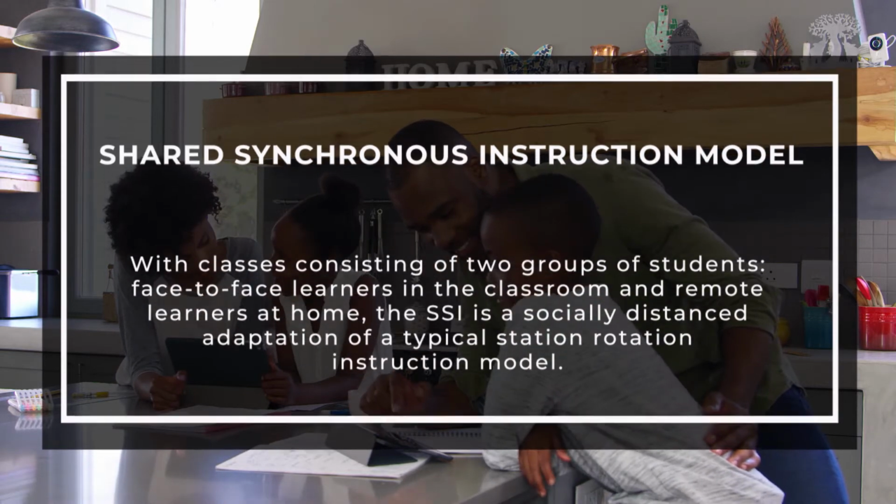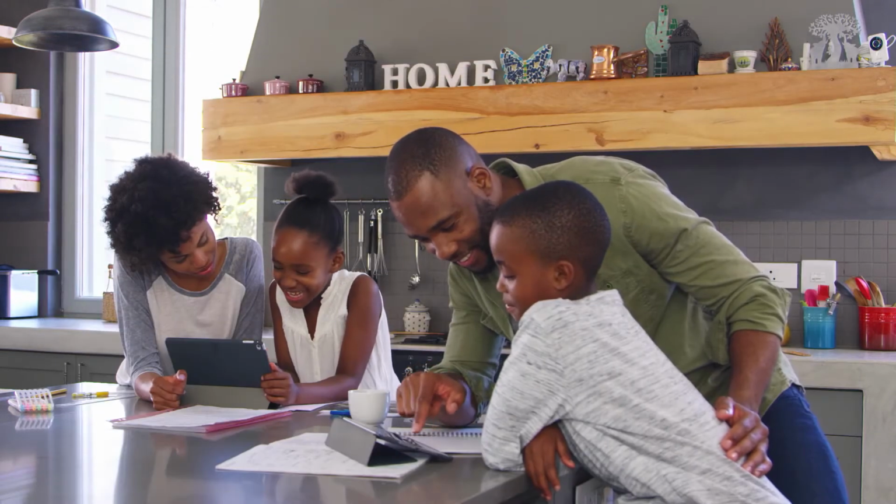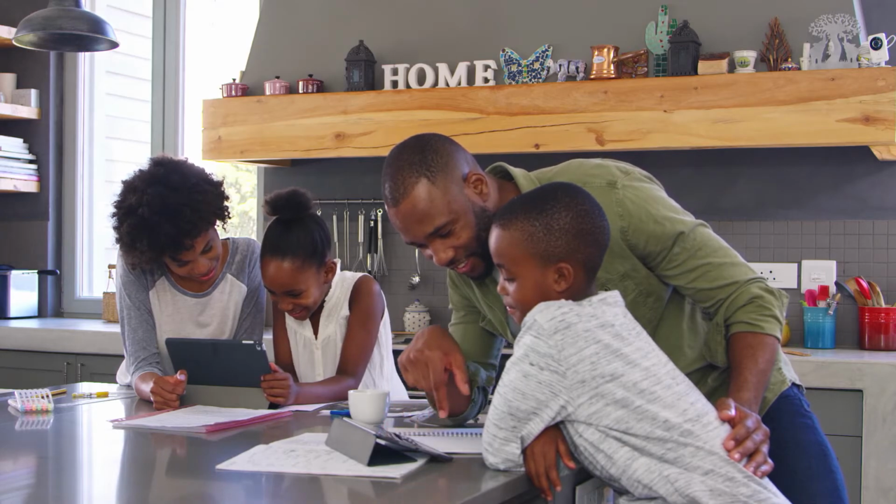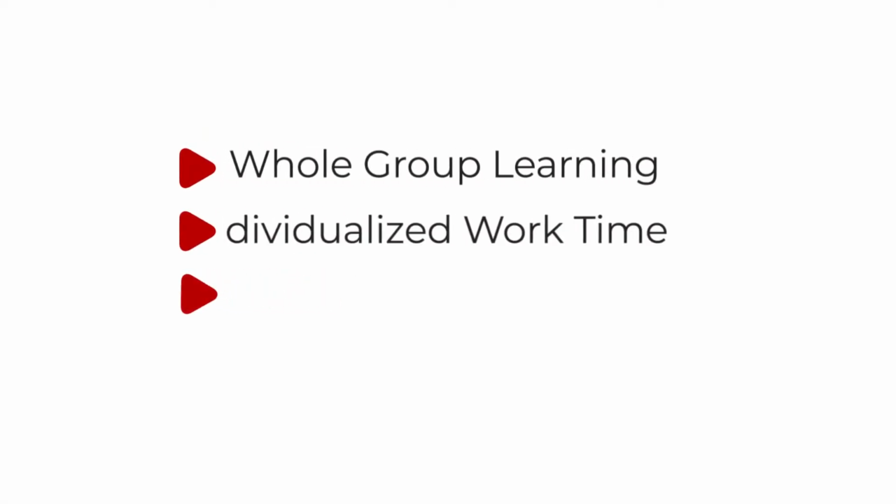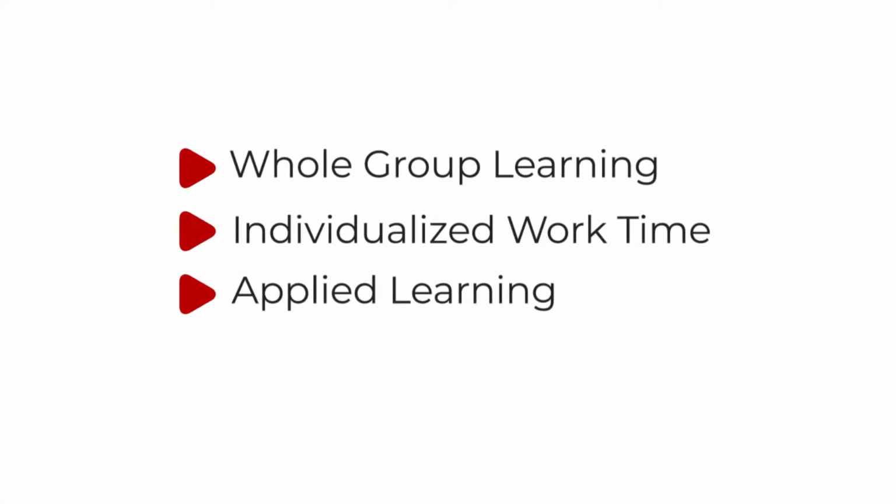In SSI, you will structure your lessons to include 3 rotations, one for whole group learning, one for individualized work time, and one for applied learning. Instead of students moving from station to station, they will stay in their own workspace, the in-person students at their desks, and the remote students in their homes.